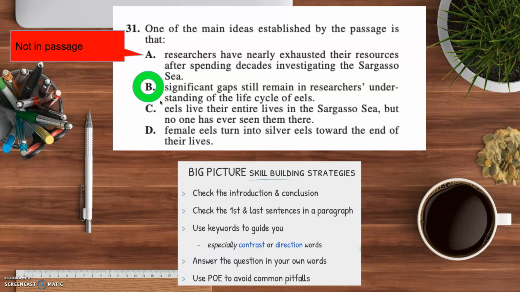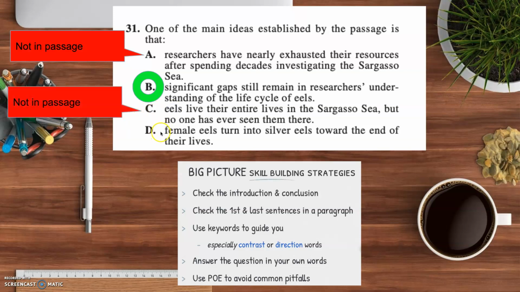Option C says eels live their entire lives in the Sargasso Sea, but no one has ever seen them there. Well, I do remember reading in the passage that no one has seen the eels in the Sargasso Sea, but I know that they don't live their whole lives there. The author spent a long time talking about how they moved from the sea to the river and then back from the river to the sea. So this one, not in the passage, it's wrong.